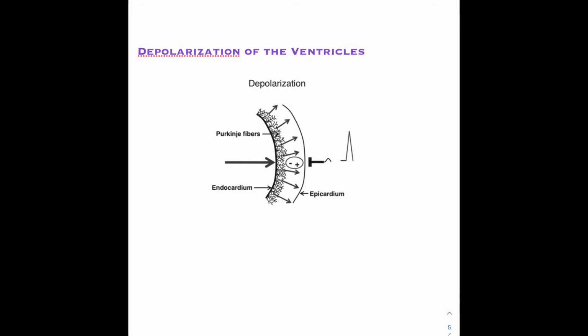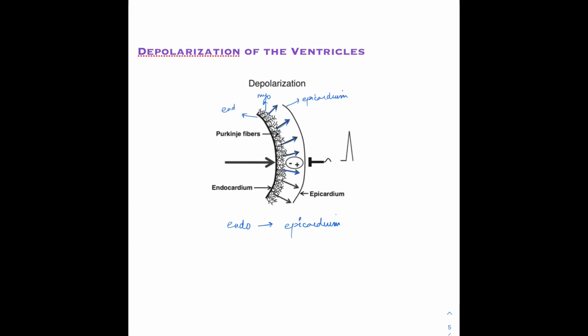Another concept that needs to be cleared here is that the wave of depolarization in the ventricular musculature goes from endocardium to the epicardium. Just like you can see here, okay, it's going from the endocardium to the epicardium. So the heart has three layers. It's going to have the endocardium, then the middle layer is going to be the myocardium, and the outermost is going to be the epicardium.